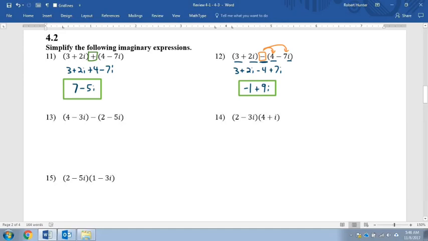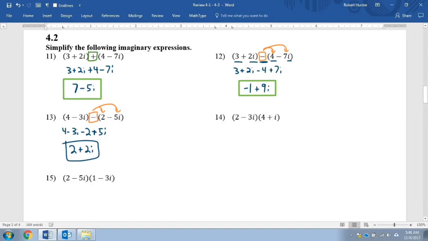Alright, try number 13. Pause the video, try number 13. But if you didn't hear, you go. Either way, I got a negative there, so I do have to distribute a negative. So that's 4 minus 3i minus 2 plus 5i. Combine your terms. The 4 minus 2 is 2. And negative 3 plus 5 is also 2. So that's 2 plus 2i.